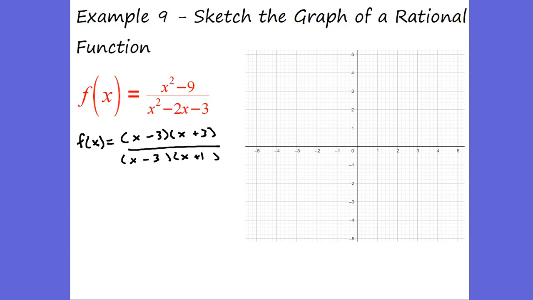What do we see right here at x is equal to 3? There's a hole, isn't there? Because they cancel out. What do we see right here? There is an asymptote at x is equal to negative 1. So we know we have x is equal to negative 1, an asymptote. We have x squared over x squared, which means 1 over 1. That's going to be my horizontal asymptote. And now I can plug in a few values that I might know.